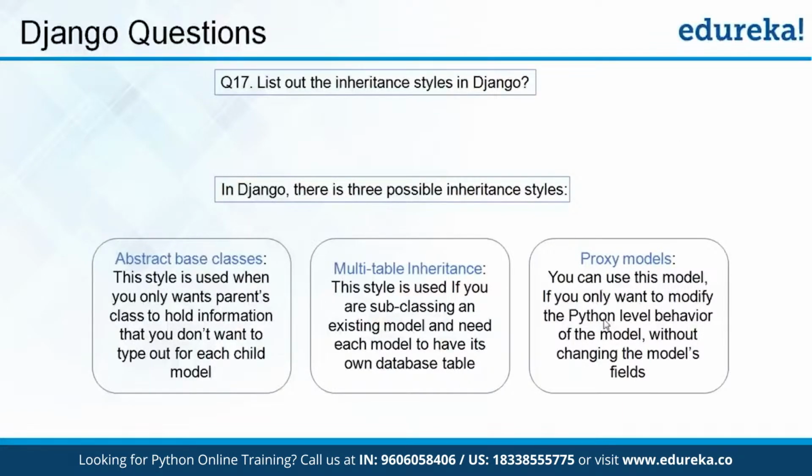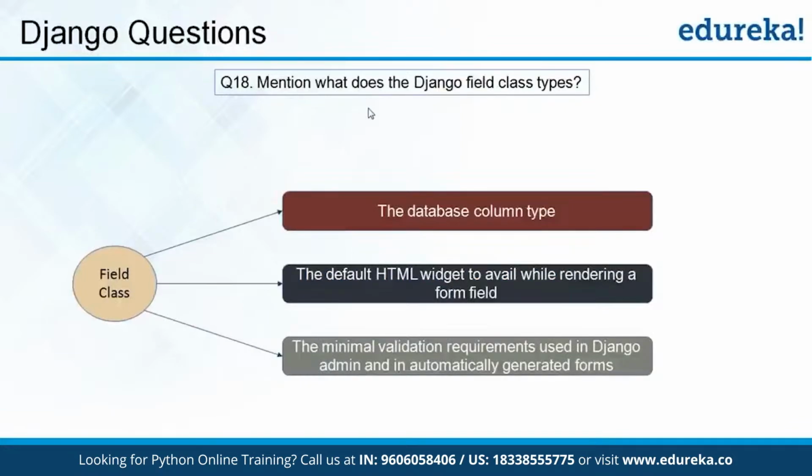By doing proxy models, you can have multiple behaviors without changing the actual behavior of the base model itself. That is where proxy models come into the picture. Now, what is contained in a field class?